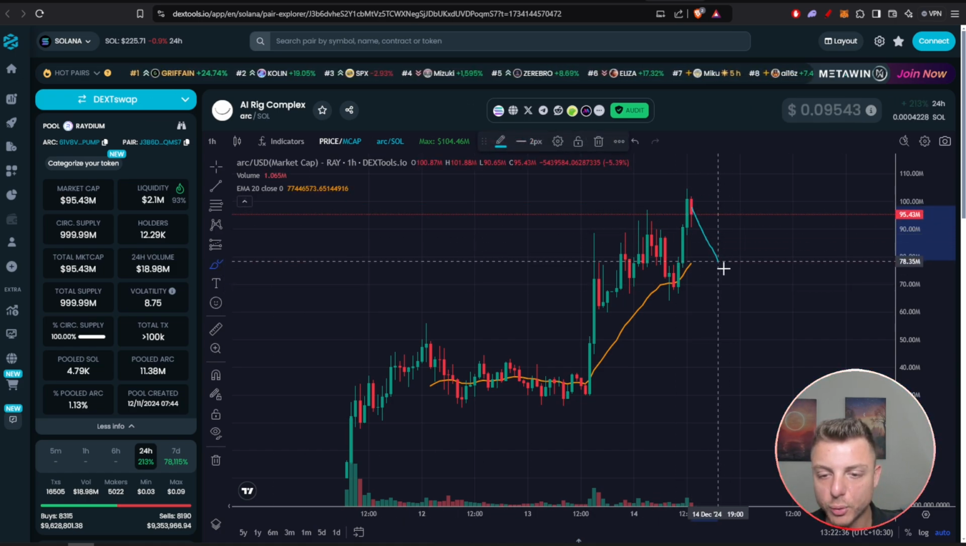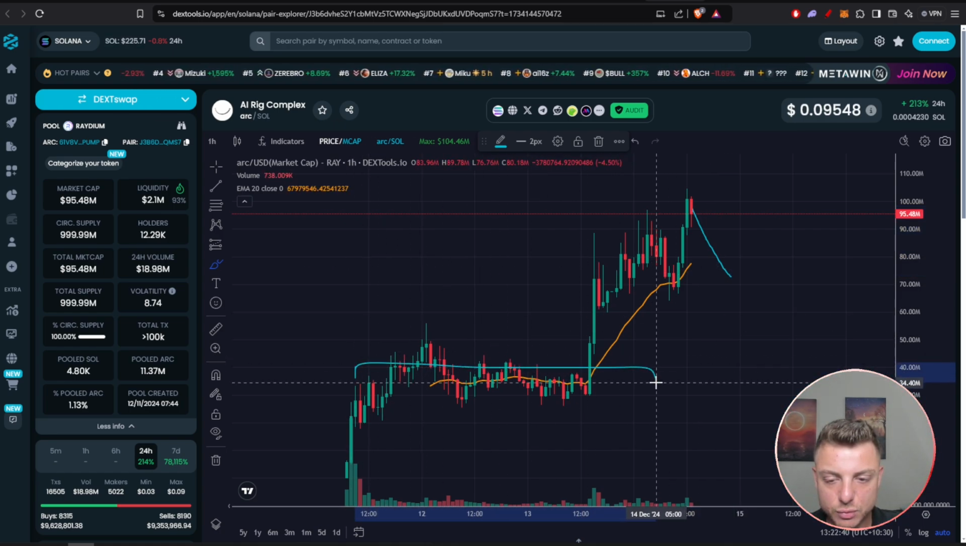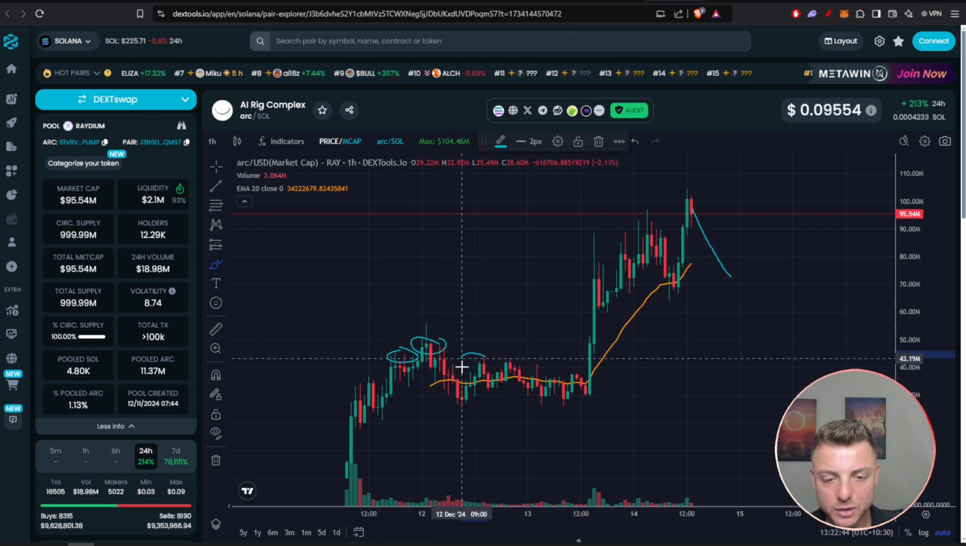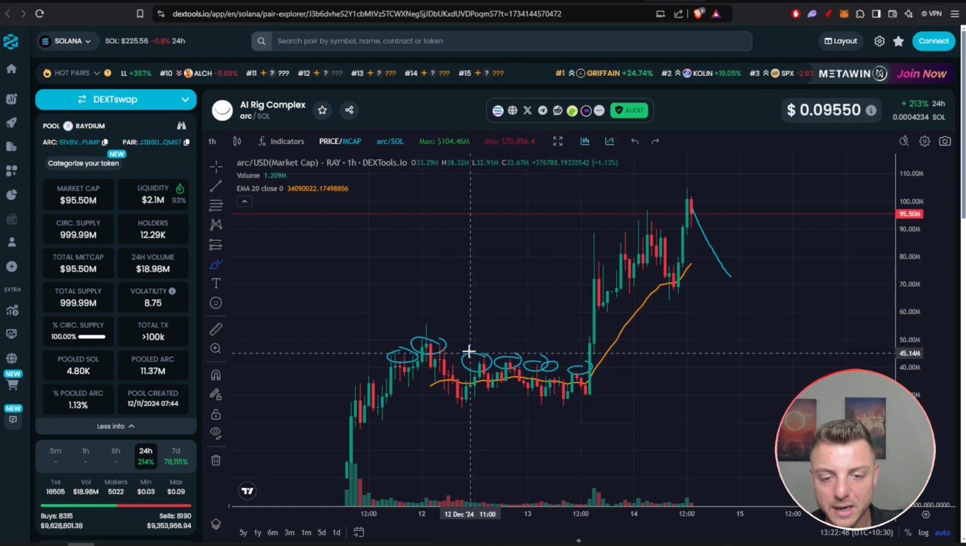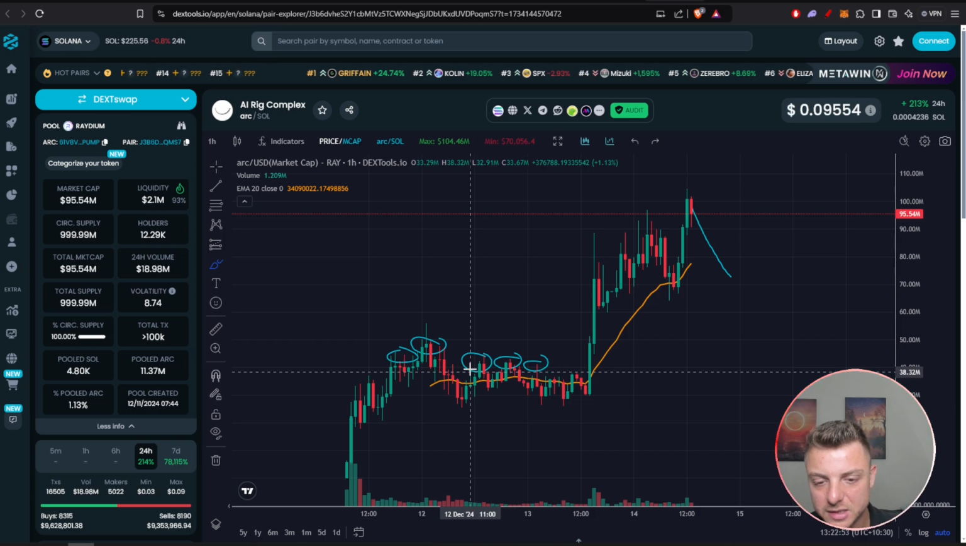Because if we do have a pullback, where would I expect the pullback to come? Probably somewhere in this region right through here, because initially we did have some type of resistance, basically failing to get out of these levels until we finally got this big breakout. So if we did have price actually coming down, it would make sense to come down into this region.